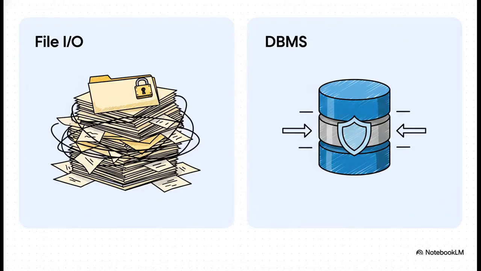And this comparison really just gets right to the heart of it. Using simple files, which you see on the left, it just becomes a tangled mess. It's terrible for large amounts of data. Trying to change the structure is a complete nightmare. And security? Yeah, that's pretty much an afterthought. A DBMS, on the other hand, is built from the ground up to solve these exact problems. It's all about structure, security, and efficiency.